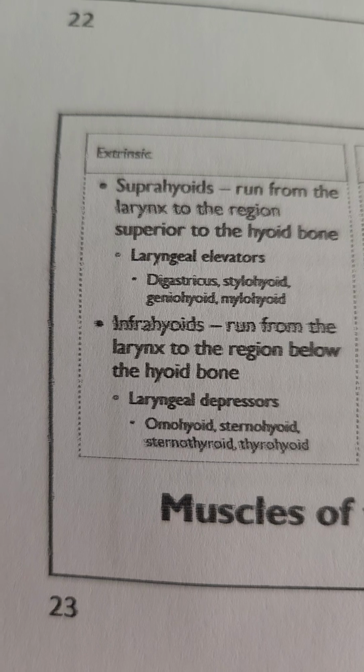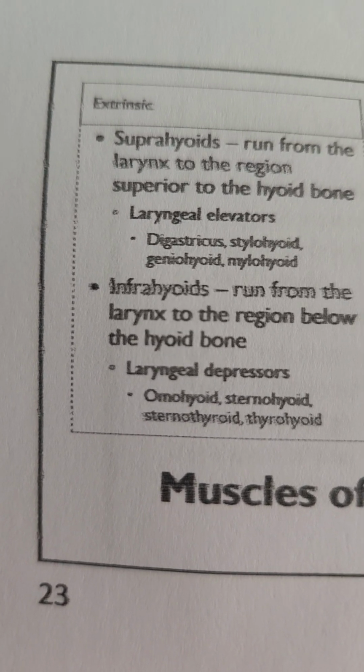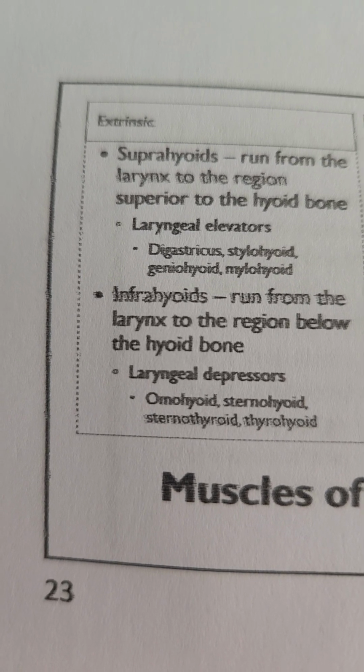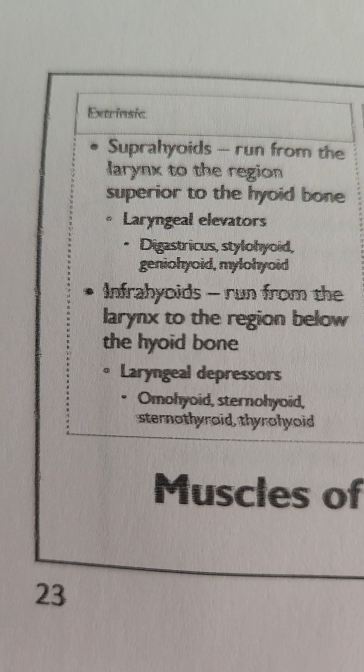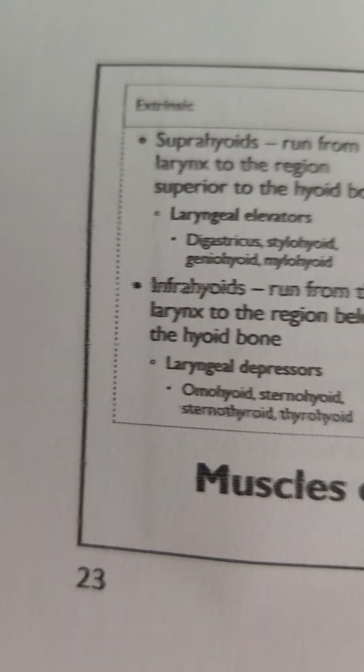Infrahyoids run from the larynx to the region below the hyoid bone. Laryngeal depressors: omohyoid, sternohyoid, thyrohyoid.